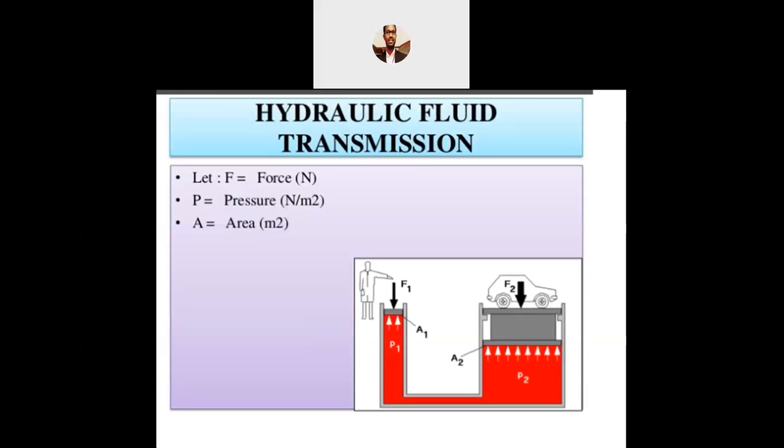Now this gives a clear picture for you people wherein you can take let F be the force, P be the pressure in Newton per meter square, and area is meter square. Now here, can you see this? This area is less, whereas this area is more. That means this area I can take as A1 and this area as A2. Now this is the force which I am applying on this plunger. You can say it as a plunger or a piston.